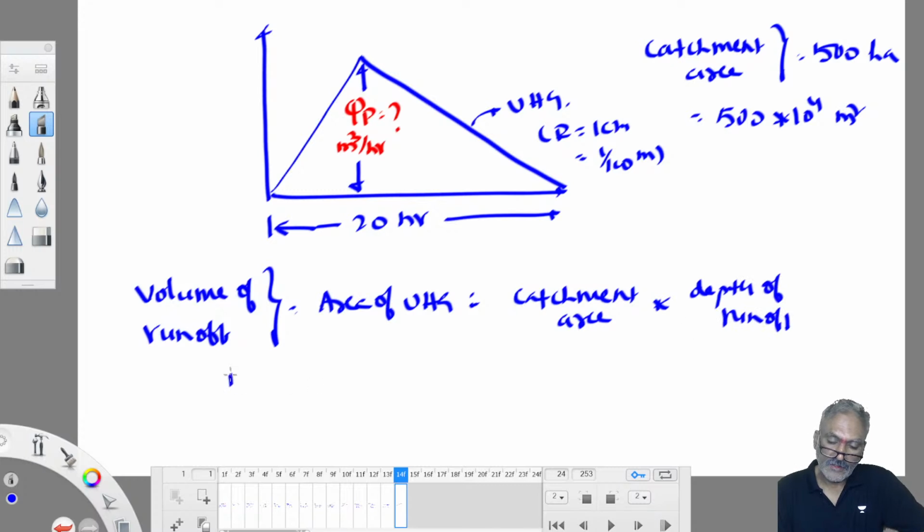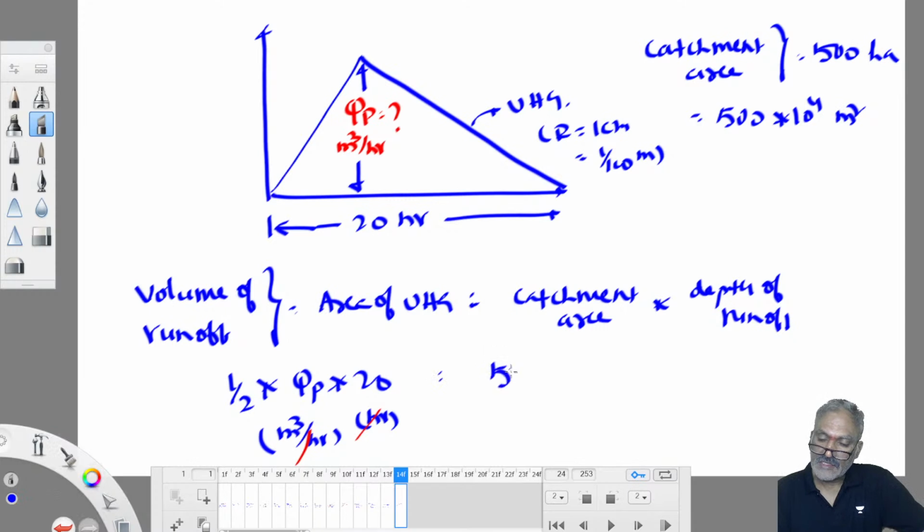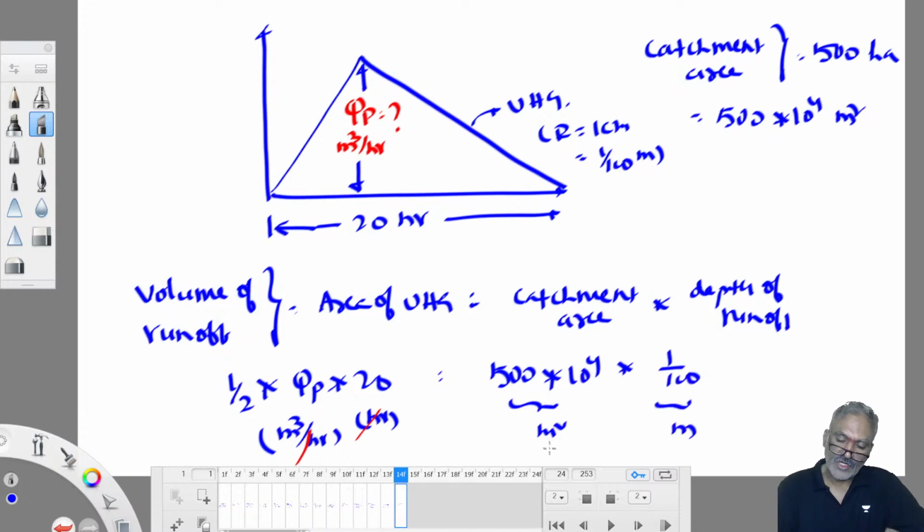What is the area of the unit hydrograph? It is half into QP into 20. Because this is in meter cube per hour and this is in hours, no conversion is needed; multiplication by 60-60 is not required. This is equal to the catchment area, 500 into 10 power 4 meters square, into 1 by 100 meters depth of runoff. So this side is meter cube, that side is also meter cube. The only unknown is QP. Come on, work out the QP value.